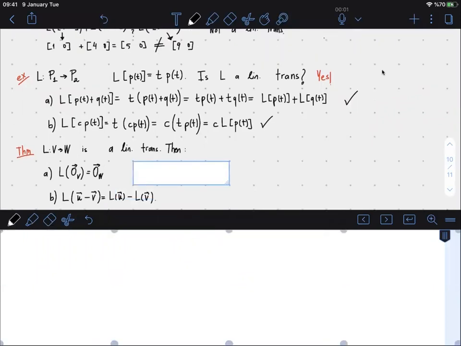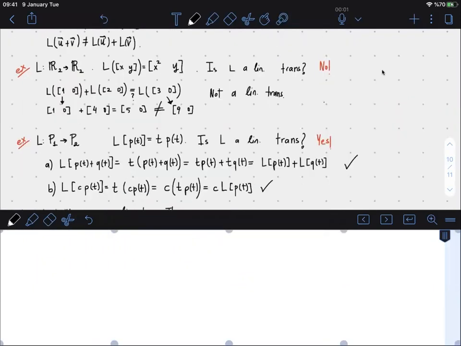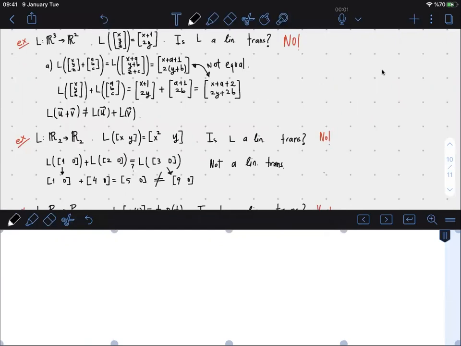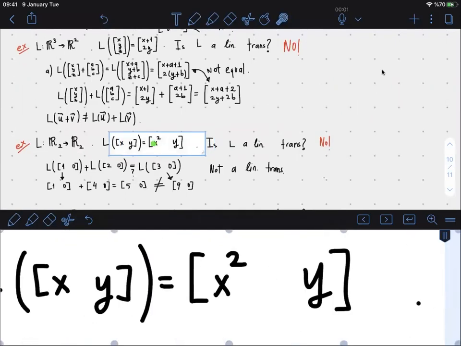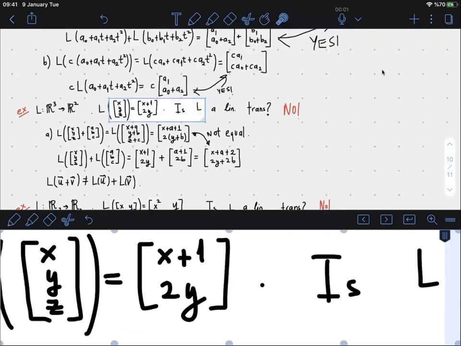Let's just go back to this example. If we took 0, 0, 0 here, then the result will be 1 and 0. So it takes the zero vector, but it sends it to a vector which is not the zero vector, which means that this cannot be a linear transformation.